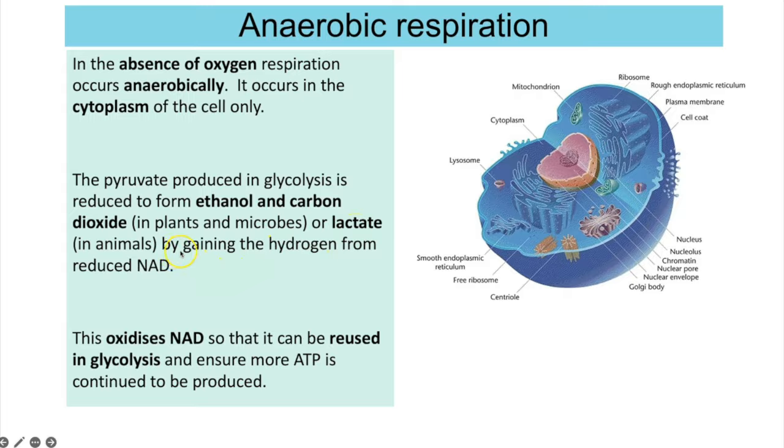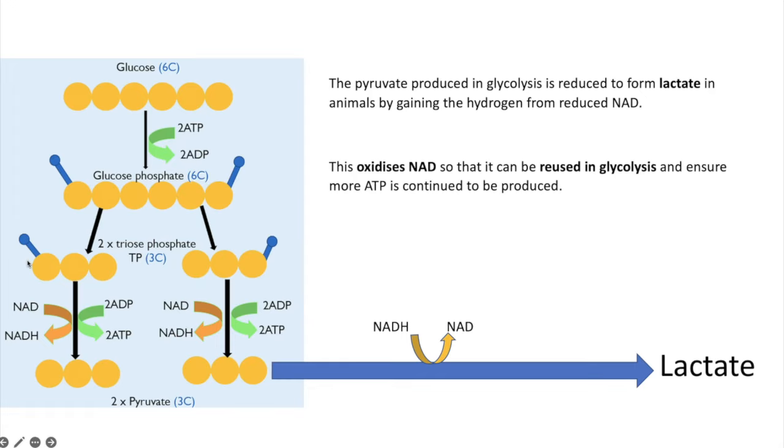And this is done by the pyruvate gaining the hydrogen from the reduced NAD that were made in glycolysis. The reason that needs to happen is that it's going to oxidize the reduced NAD back into NAD, and that means it can then be reused in glycolysis, so you can still at least have glycolysis occurring to produce 2 ATP molecules. So let's have a look at that represented visually.